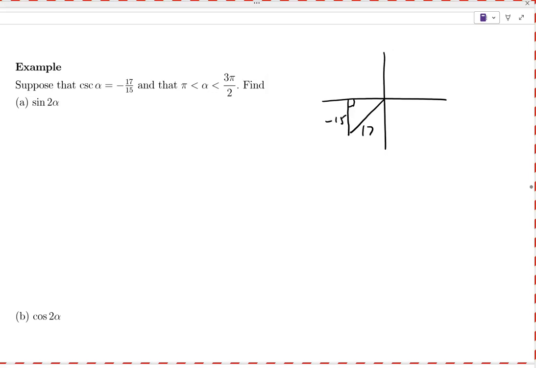Because cosecant is 1 over sine, so it's hypotenuse over opposite. So your hypotenuse will be the 17. Remember, the hypotenuse is always positive. So our opposite side, like you said, will be negative 15. Can we figure out the third side? It'd be a lousy problem if we can't figure out the third side, right?